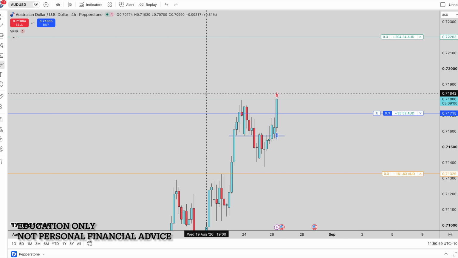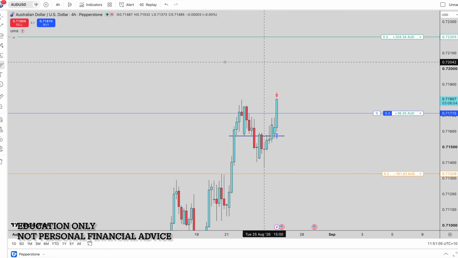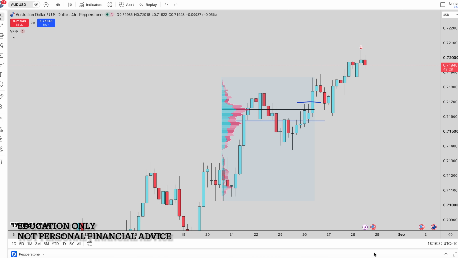So I'm okay to get in with a bigger size and to sort of work this trade more, add to it as it pushes up. But yeah, we'll see how it plays out. So far so good. We've got a really nice push higher off the back of this data. So obviously traders are getting on the bullish side of things, which is good. So we'll see how it plays out.